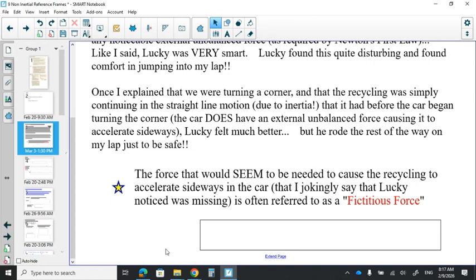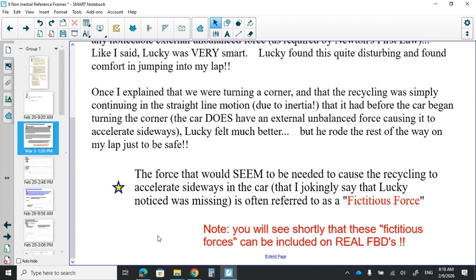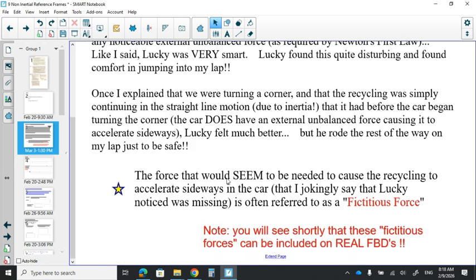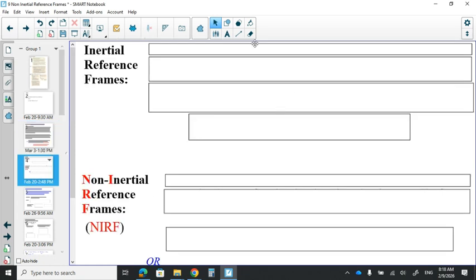So the force that would seem to be needed to cause the recycling to accelerate sideways in the car, that I jokingly say Lucky noticed was missing, is often referred to as a fictitious force. And you'll see shortly that these fictitious forces can be included as or in real free body diagrams. All right. A lot of people think of fictitious forces as meaning that you should never actually use them or never actually work with them, and that's just not true.